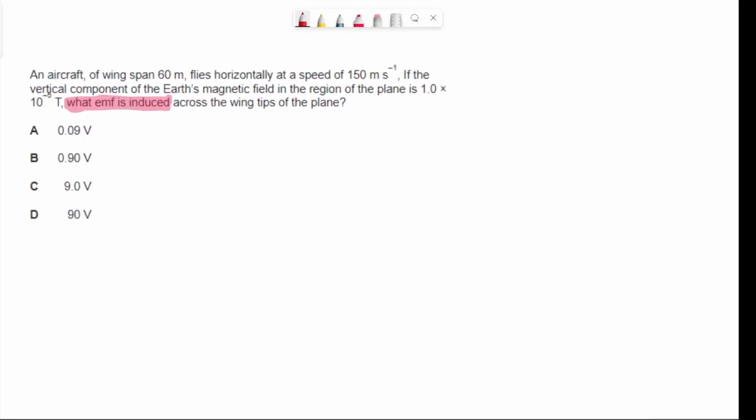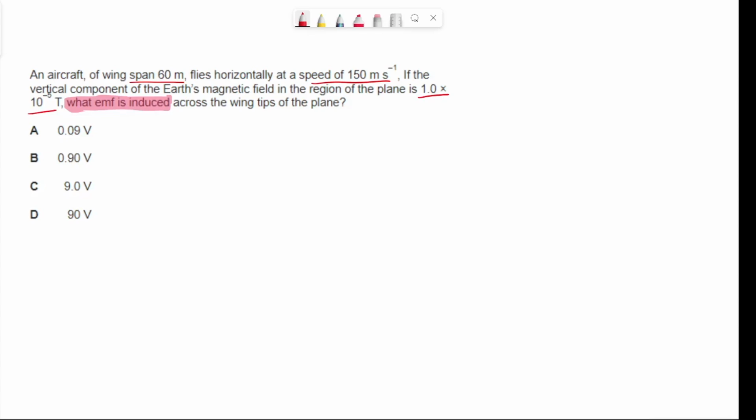A slight variation to this question may ask you to calculate the EMF induced across the wingtips of the aeroplane. This time around the wingspan is still 60 meters, traveling at a speed of 150 meters per second, and the flux density of the Earth's magnetic field is 1.0 times 10 to the minus 5 Teslas again. This time around we have no time given for the time of travel of the aircraft.